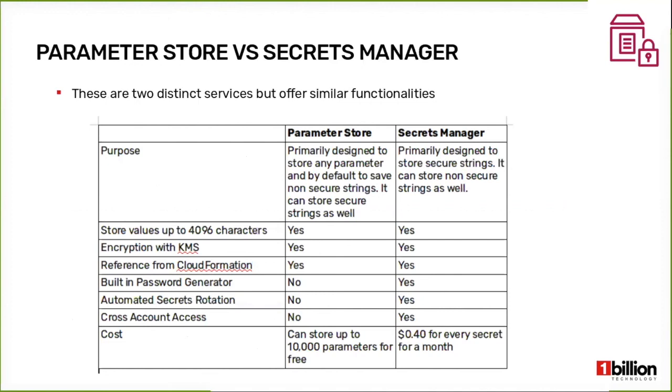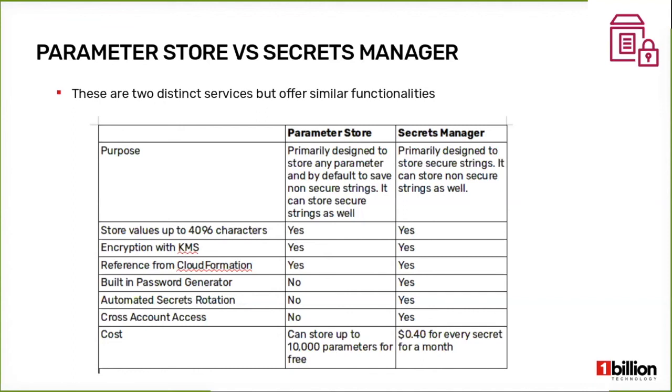But the only hitch is that it's charged $0.40 for every secret per month. But if you take Parameter Store, you can store up to 10,000 parameters free of charge. So it's up to you to decide. If you have more money, you can use that. But what they say is if you have a lot of strings, use Parameter Store. If you are more worried about security, use Secrets Manager. Both use KMS.